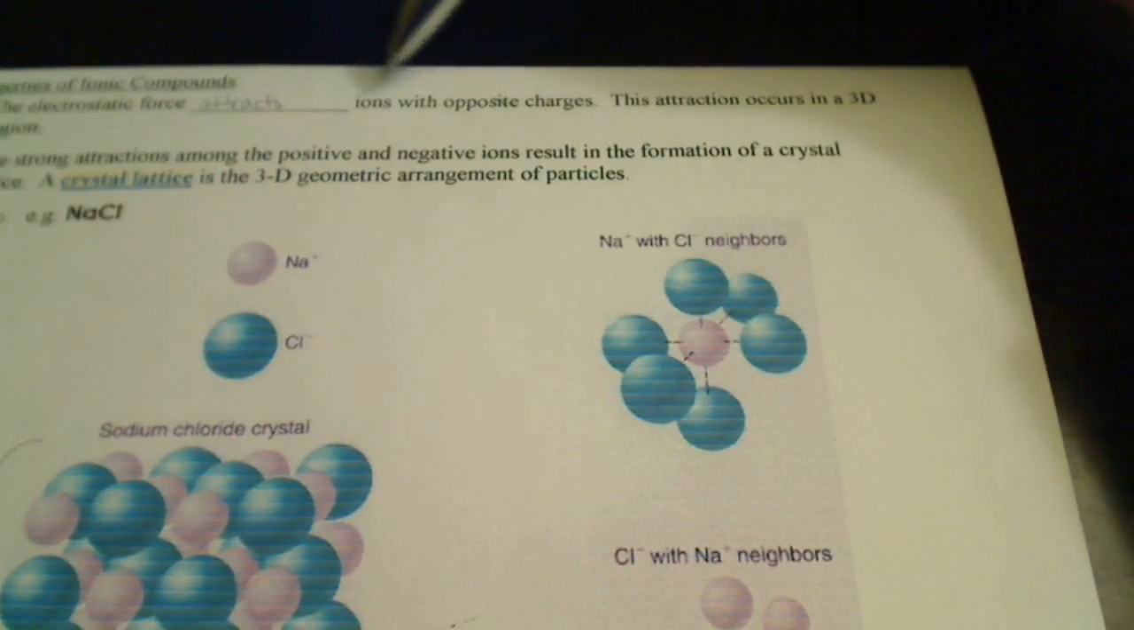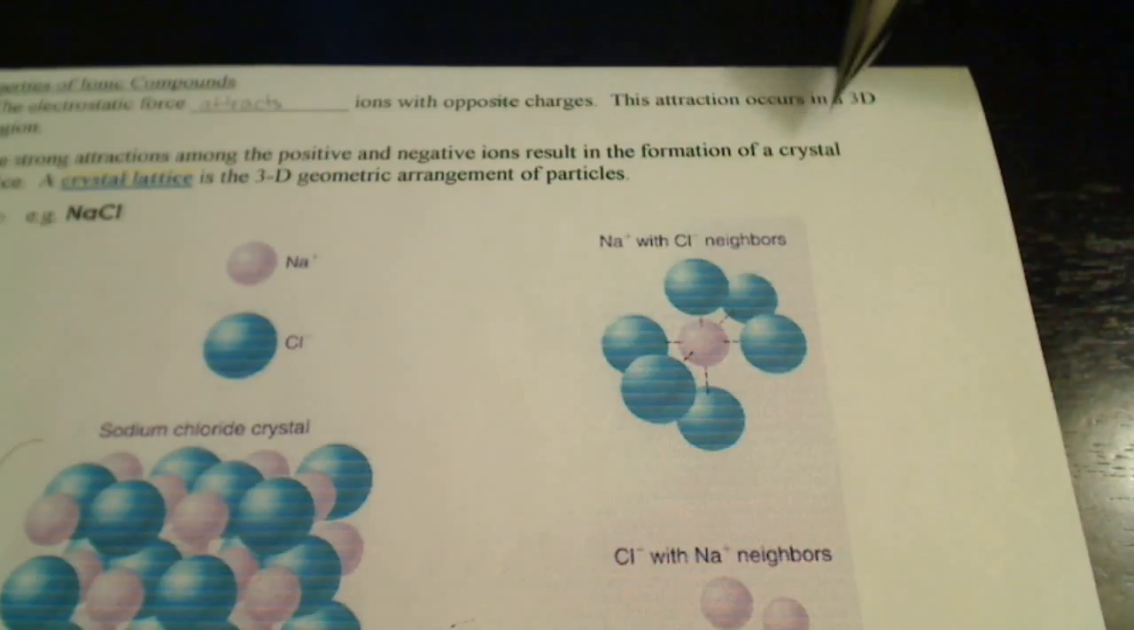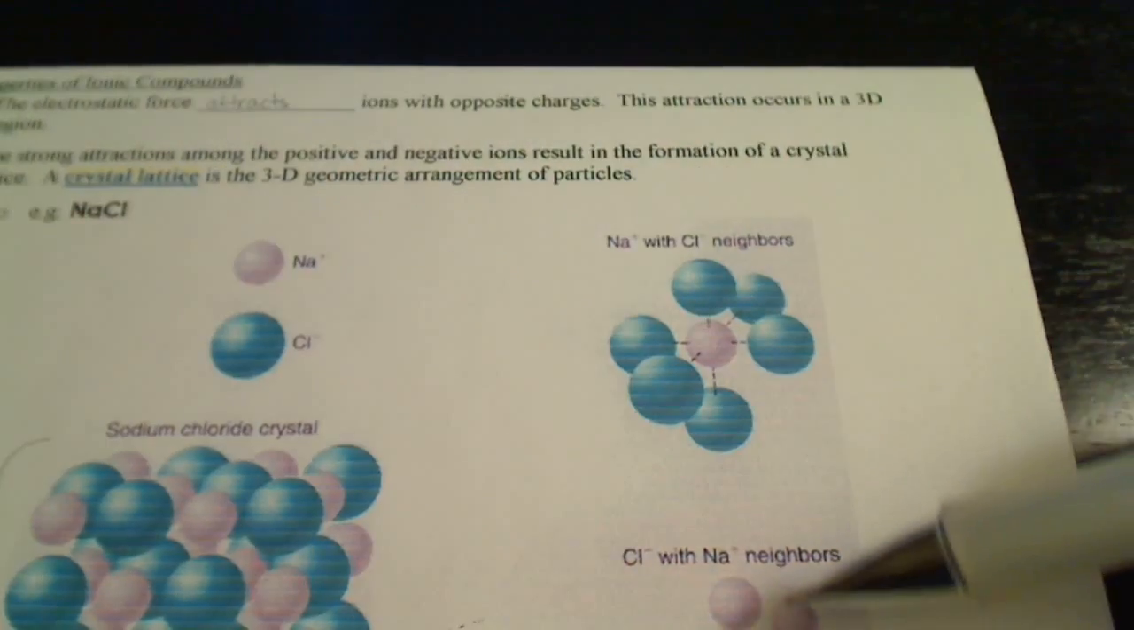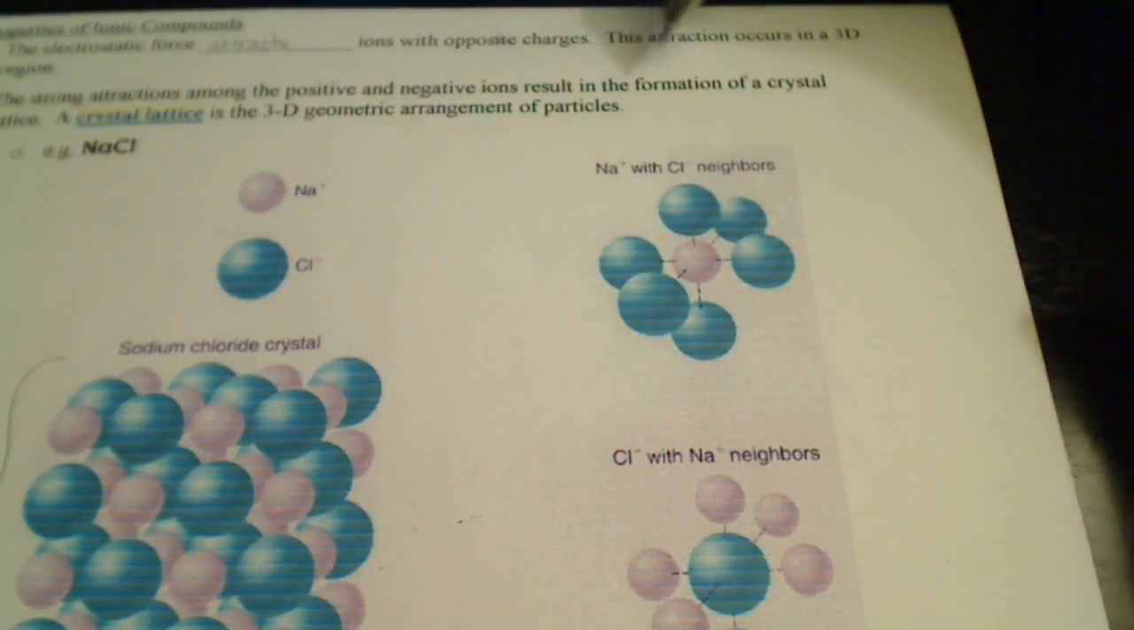So let's look back at the summary of these two bullets. The electrostatic force attracts ions with opposite charges. This attraction occurs in a three-dimensional region. We just demonstrated that here. The strong attraction among the positive and negative ions results in the formation of a crystal lattice.